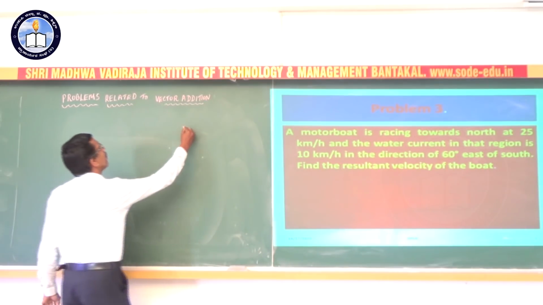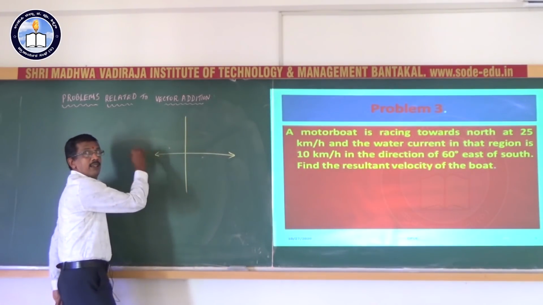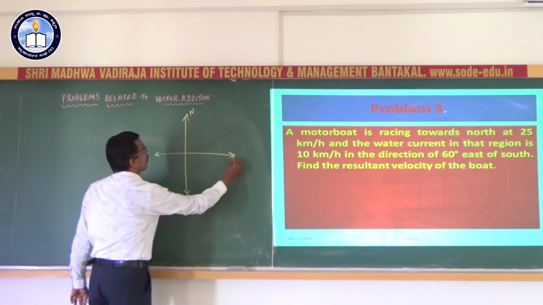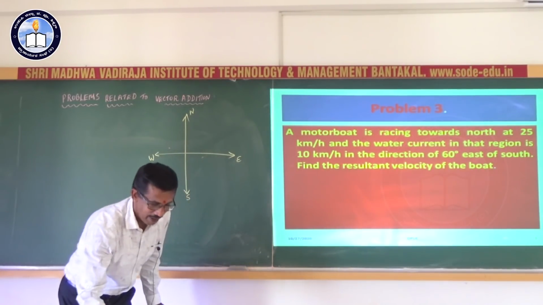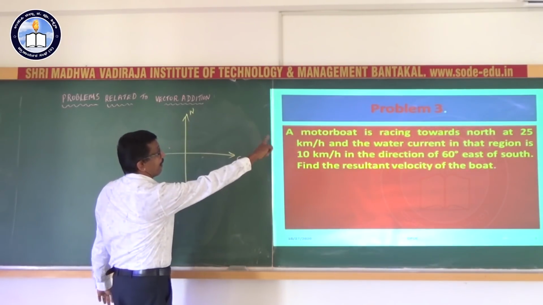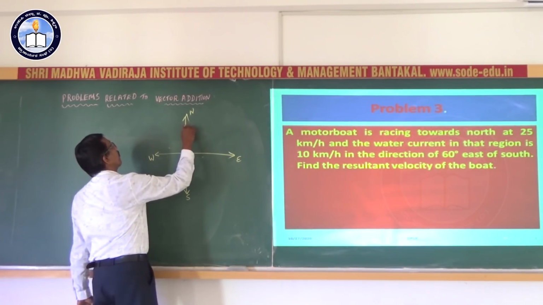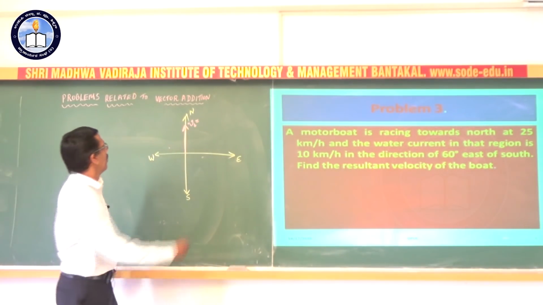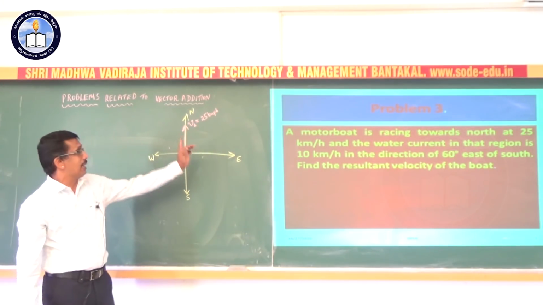What we have to do is, first draw the direction north, south, east, west. Here, what is the velocity of motor boat towards north? I'll write velocity of motor boat, VB, is equal to how much? 25 kmph, kilometer per hour.